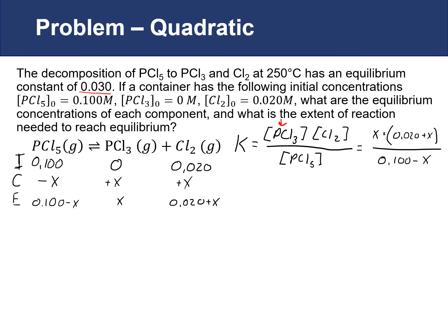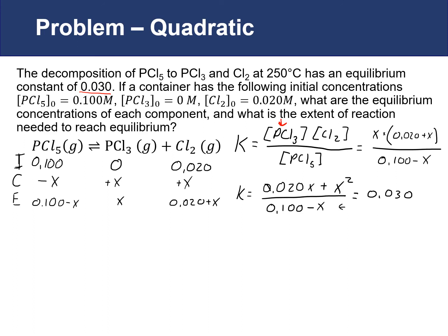Okay, distributing our x into our set of parentheses gives us our k value being equal to 0.020x plus x squared over 0.100 minus x, which is equal to our k value of 0.030. So in order to solve this, this is a second order polynomial, we're going to need to use the quadratic equation, which means we need to get all of our x's to one side and put it in the correct form. So we'll multiply both sides by our denominator.